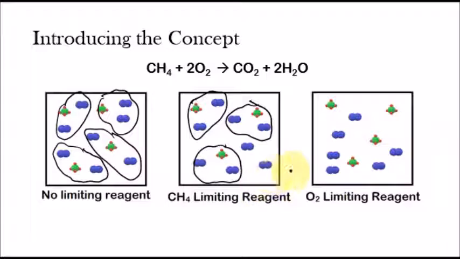Now in this scenario, this CH4 molecule can react with these 2 O2 molecules, and so can the next two CH4 molecules. If there were 2 more O2 molecules, this last CH4 molecule could react, but there aren't. Therefore, O2 is the limiting reagent. So, that's the concept here.